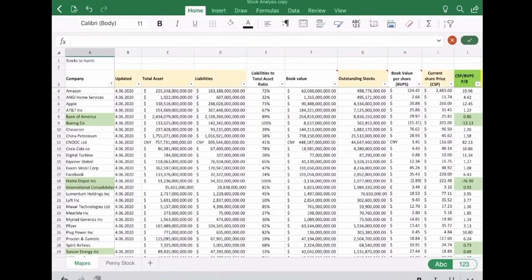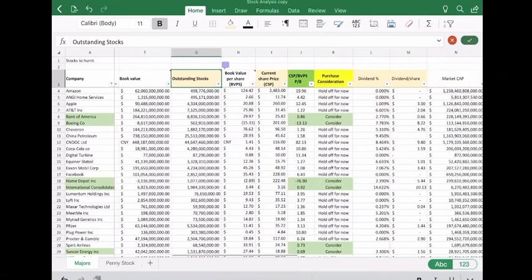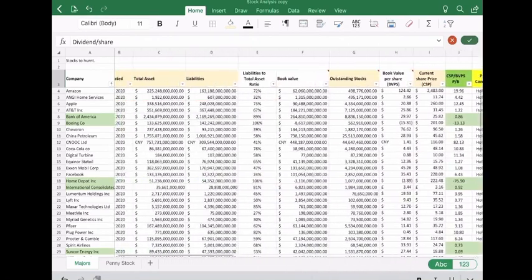To update the spreadsheet is very simple. Just update the columns in yellow, and the rest will be calculated for you.